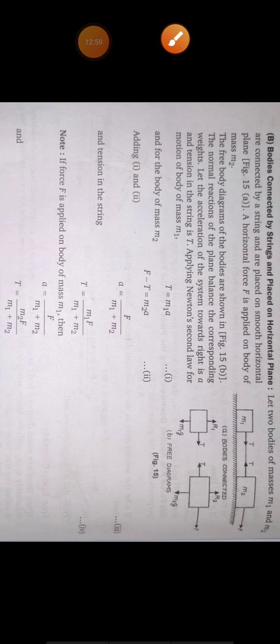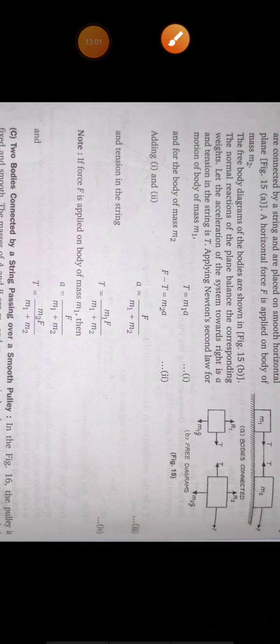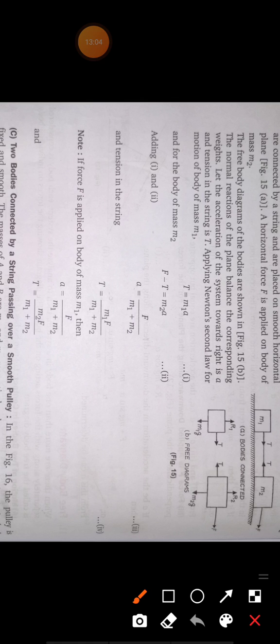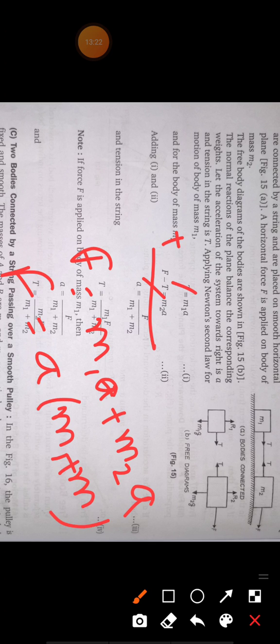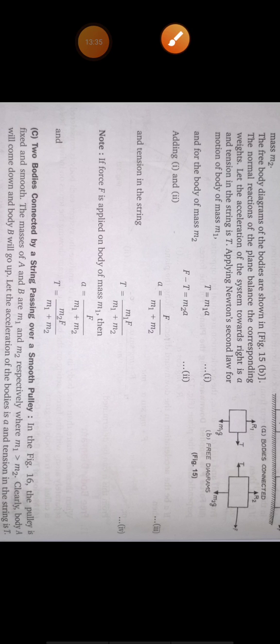So from here, adding equations 1 and 2, T will cancel. So you can write F equals M1A plus M2A. If you take A common, F equals (M1 plus M2) times A. Cross multiplying, A equals F divided by M1 plus M2. So this is the acceleration of the system.